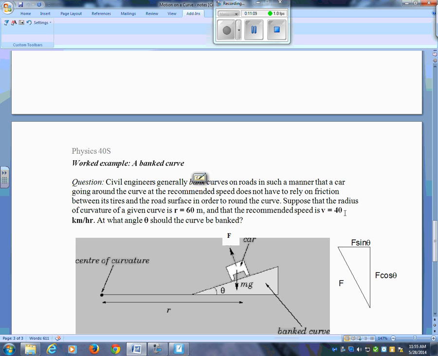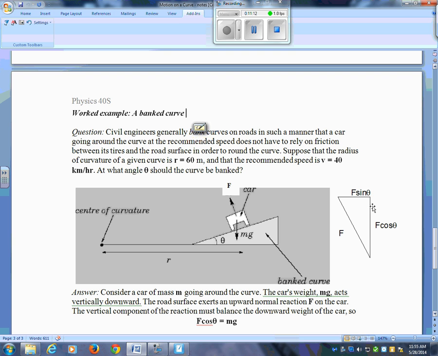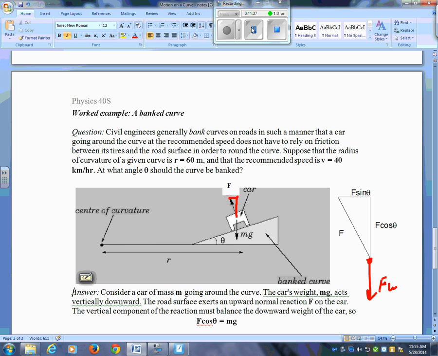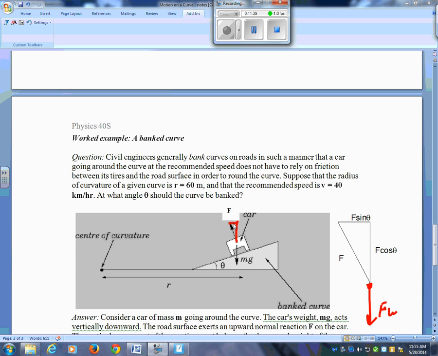Okay, there's a diagram over on the right here. I would like you to write in here, put right here FW. The triangle that this represents is this one right there in red. Okay, so that triangle there is equal to this one. This mg right here is this one here. This is F cos theta. And this one here is F sine theta.